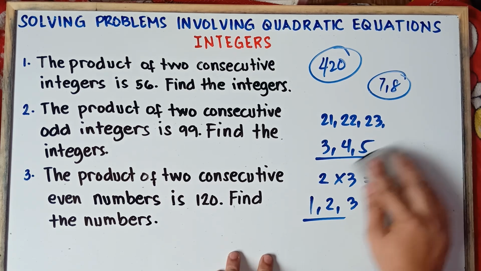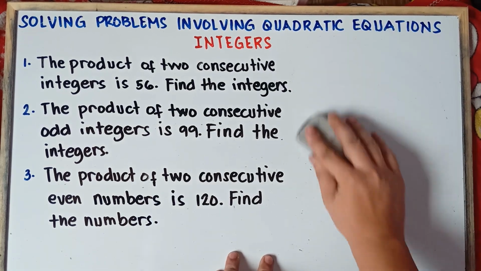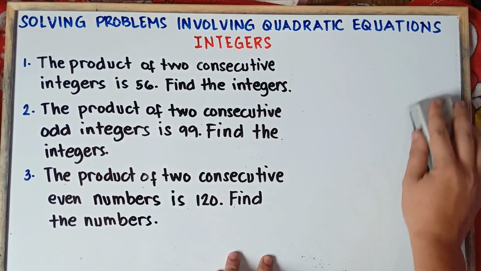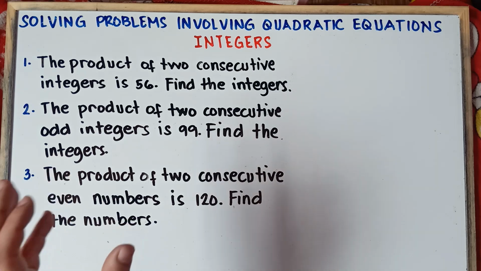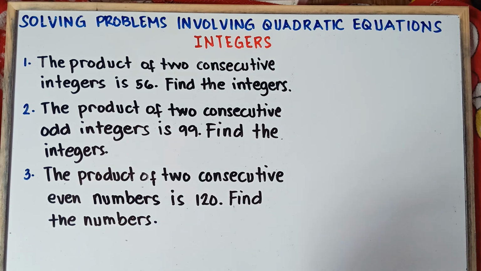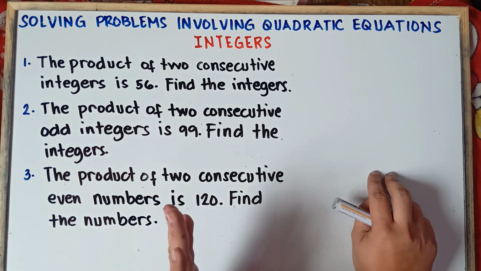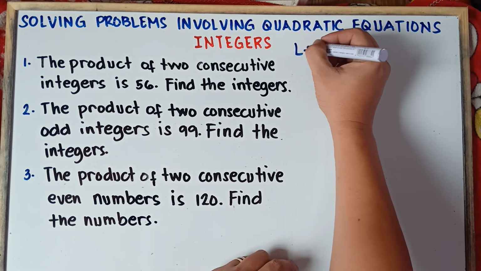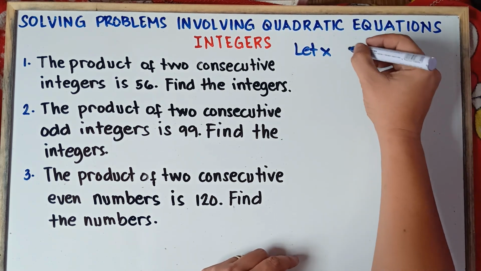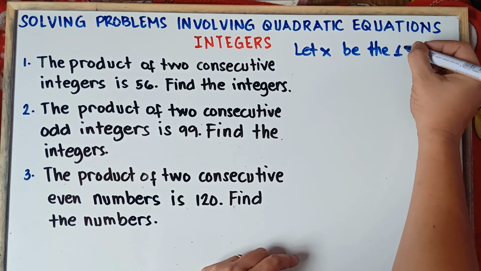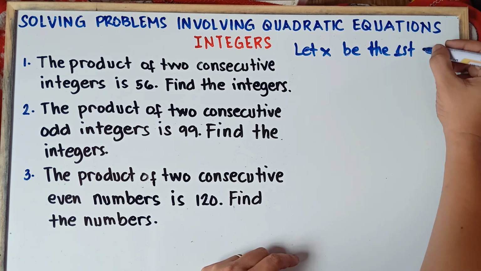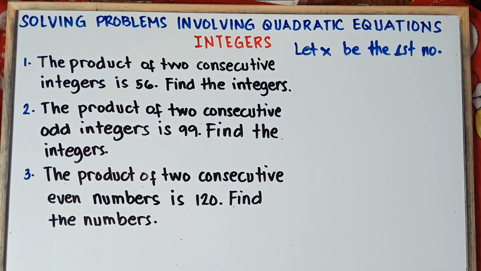Alright, so let's write the equation, class. If you have an example like this, class, you need to write the equation. So the product of 2 consecutive integers is 56. You're told to find the integers. So first thing to do, class, we let x be the first integer, the first number. So let x be the first number.